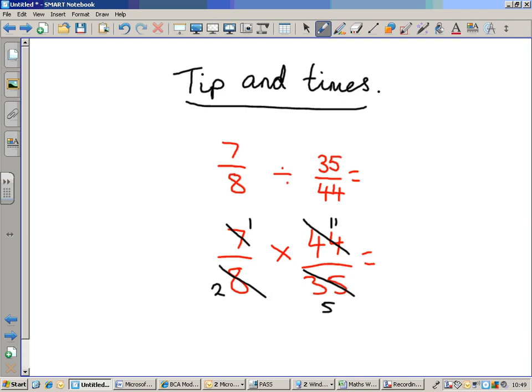Then we multiply the numerators and the denominators. Numerators 1 times 11 is 11. Denominators 2 times 5 is 10. We have an answer of 11/10. That's top heavy, so let's make it a mixed number. 11 divided by 10. How many 10s come into 11? 1 remainder 1. Write that remainder as a fraction over the number we're dividing by, and there's your answer.